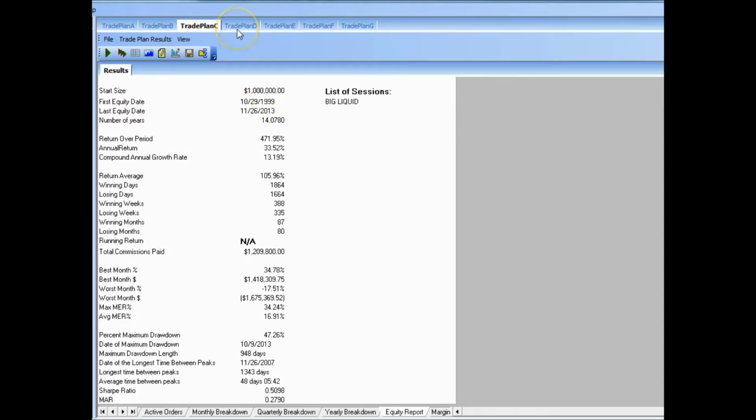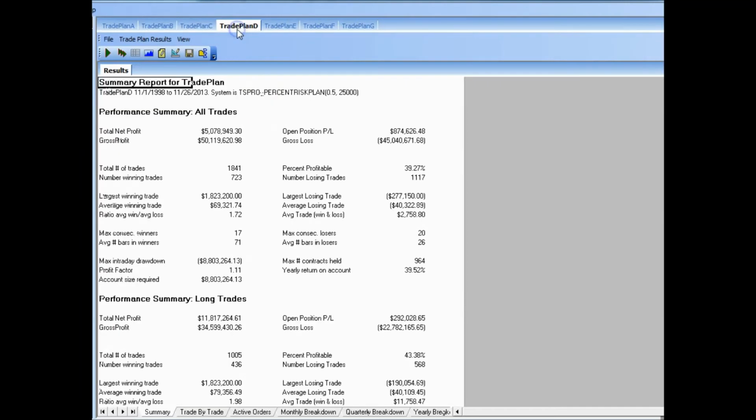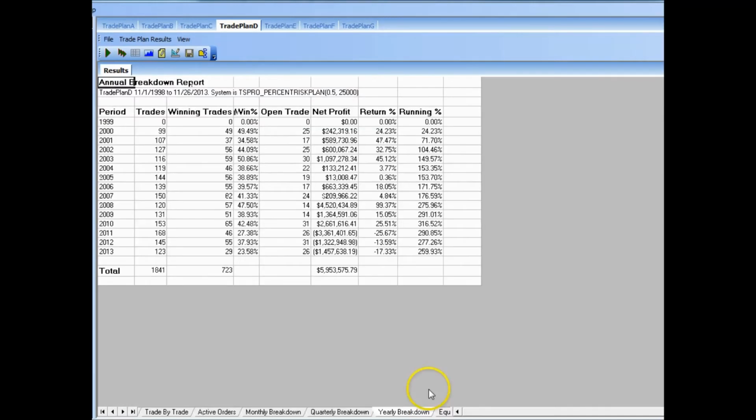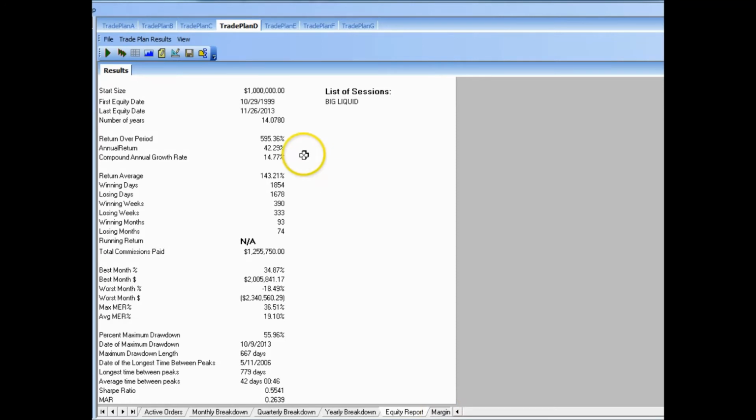So next what I did was I made another tweak to the basic system, and my profitability increased a little bit more to $5 million. And our breakdown is there. Again, the last 3 years, pretty difficult. Overall, our compound annual growth rate with this system was a little under 15%.